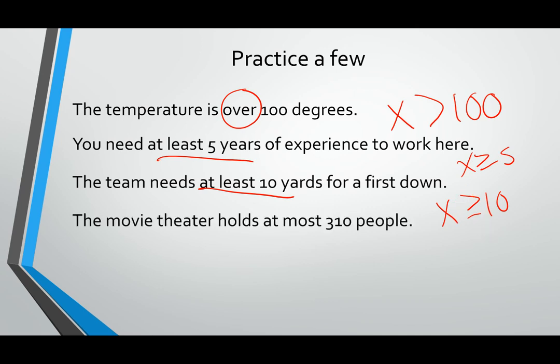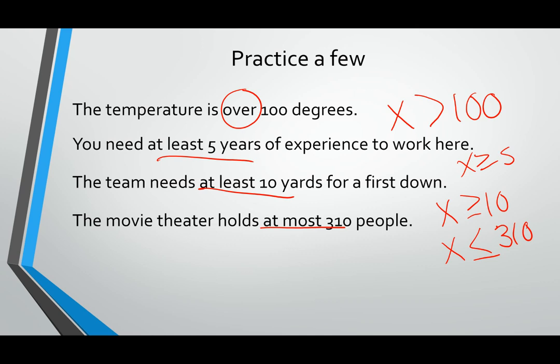The movie theater holds at most 310 people. So it can hold less than 310 people, but can it hold exactly 310 people? At most 310? Yes, it can include 310. So it's going to be just less than or equal to 310.